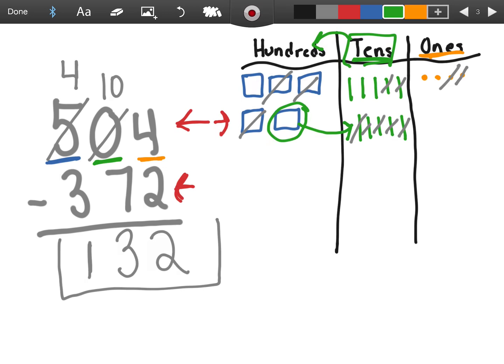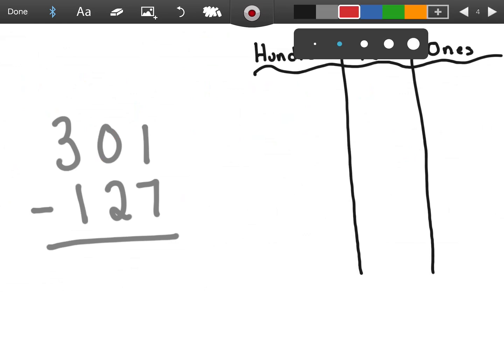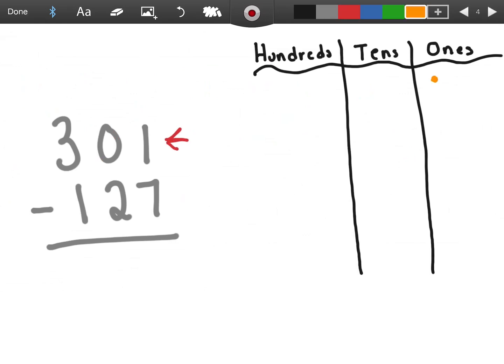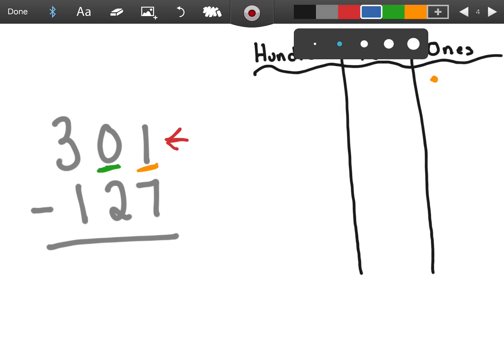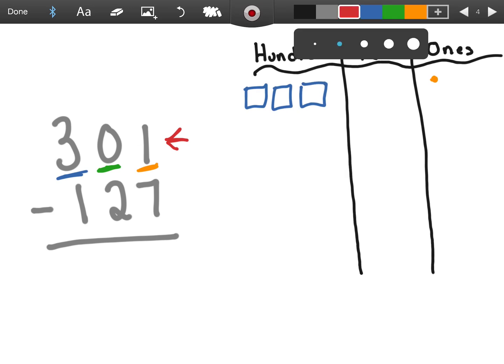So let's move on to another example. We have 301 minus 127. So first, let's look at that top number, 301, and draw it into our chart. We have 1 one. We have 0 tens, so we won't put anything in the tens place, and we have 300s. So let's go ahead and draw that in. Then we'll look at that bottom number and see if we could take away.